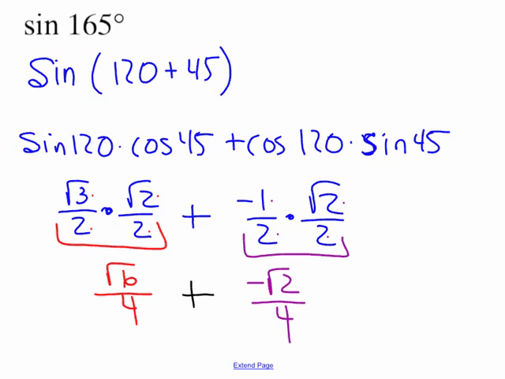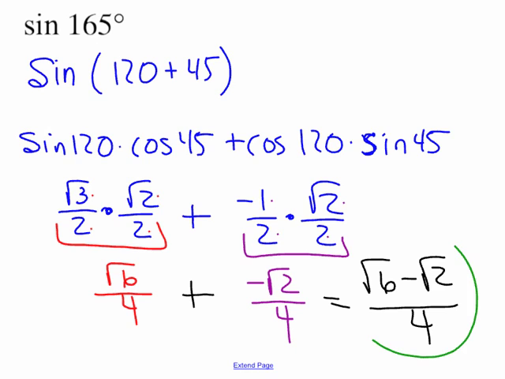Now I have two fractions. They both have the same denominator, so I am allowed to combine them. When I write my answer, it is radical 6 minus radical 2 over 4. That is my answer.